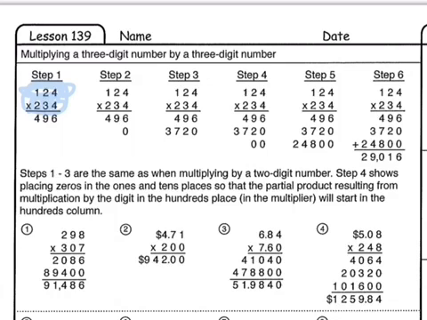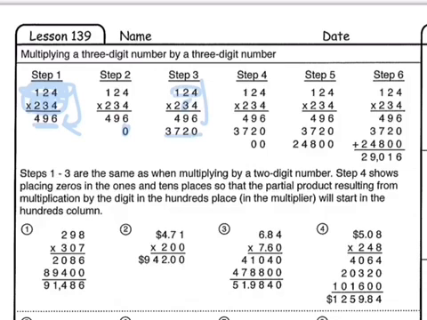So you can see here that in this first step, they multiplied 124 times 4 and got 496. Then they put down a 0 for the placeholder here as the second step. The third step over here is that they're going to multiply 124 times 3, which is 372. Of course, it's times 30, which means it's 3,720.